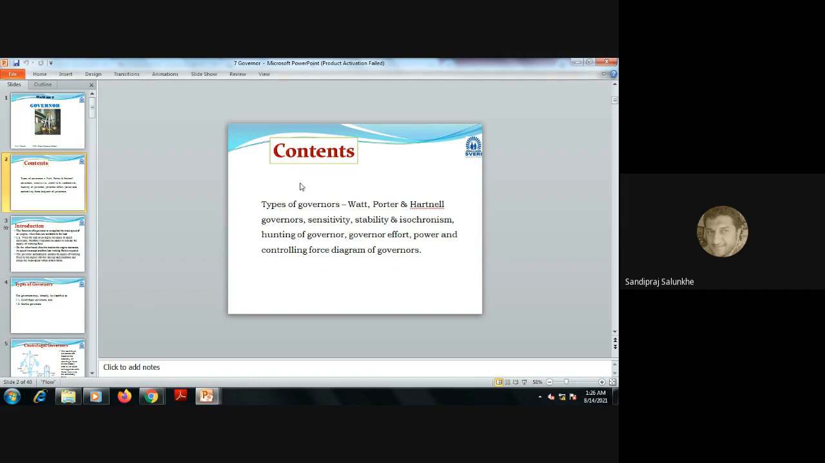What we are going to see in this unit is the Watt, Porter and Hartnell governors, their sensitivity, stability, isochronism, hunting of governor, governor effort, power, and controlling force diagram of governor. This part we are going to cover in this unit.